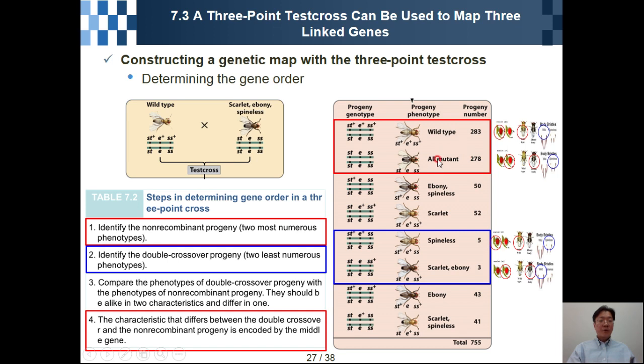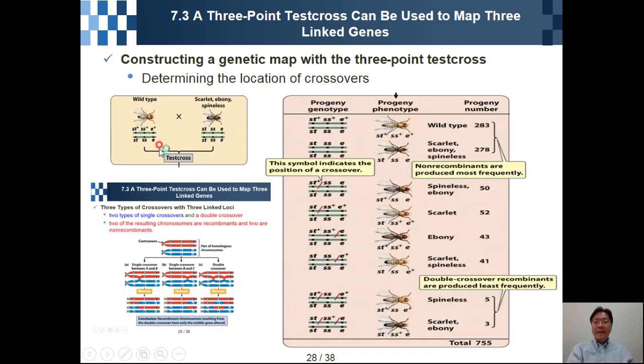And also when we compare all mutants with the scarlet and ebony, the spineless is different. So it means that spineless is located in the middle. Not ebony; the spineless is located in the middle. In the previous slide, we found that spineless is the middle gene. So next to the spineless gene, there will be scarlet and there will be ebony, like this.